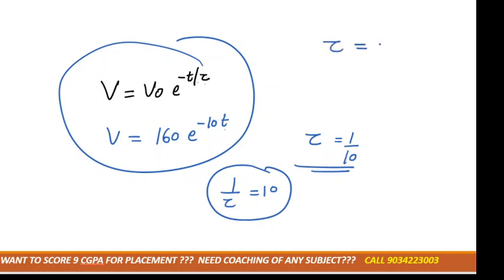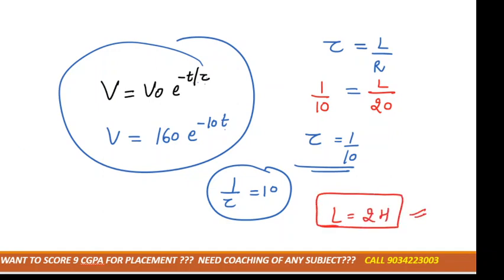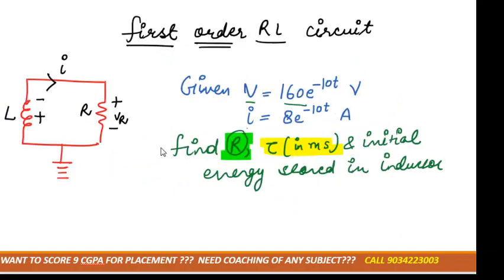Now we have the formula tau equal to L divided by R. We already know the value of tau, 1 by 10, and the value of R, 20. From here, can we get the value of L? L is equal to 2 Henry. So we got the value of L. Now tau we already calculated, that is 1 by 10, and we have to convert it into millisecond.